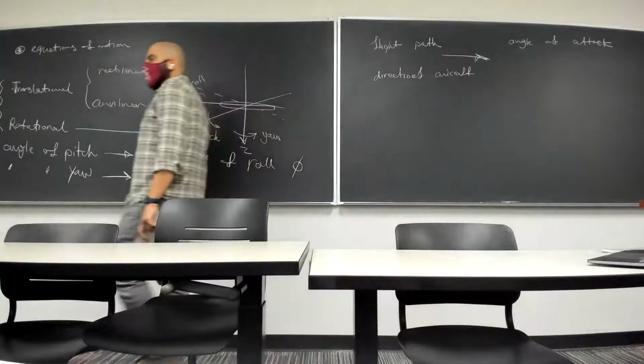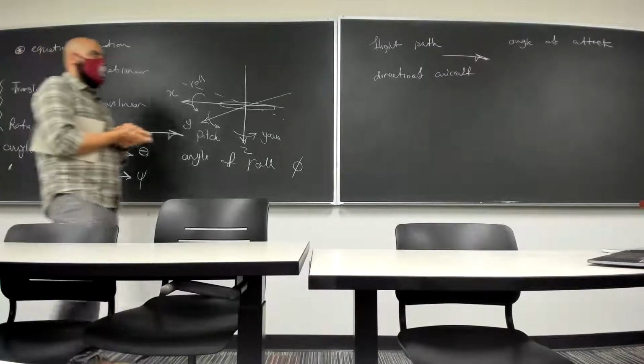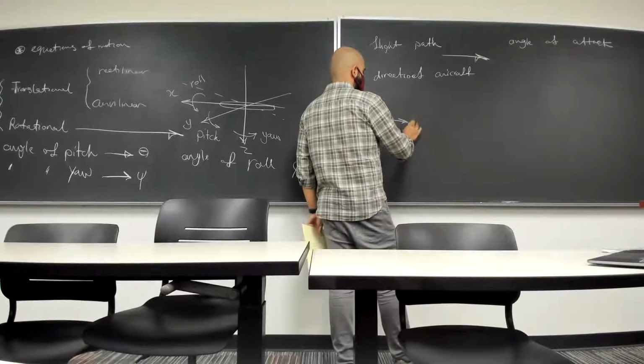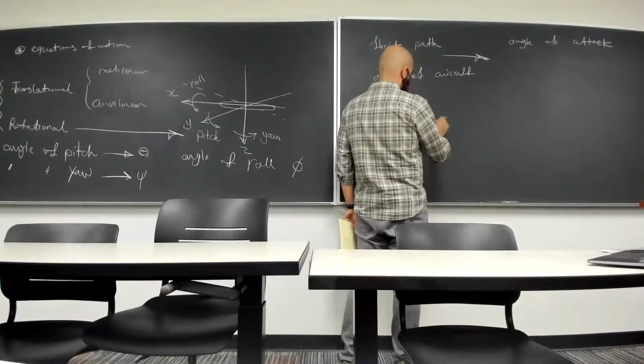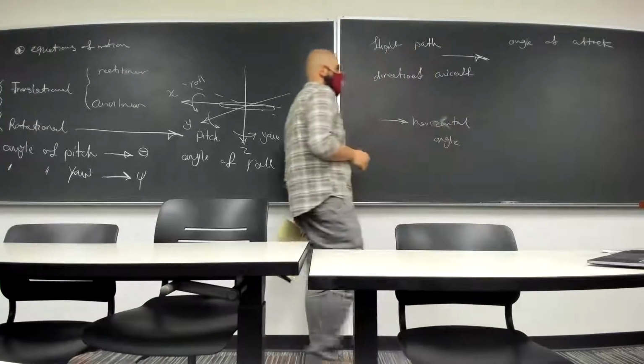Okay. Can you think of any other way we can have an angle between the aircraft's chord length and a flight path? Horizontal angle, exactly. Now, how would that be possible? Let's call it horizontal angle. How can that even be possible?